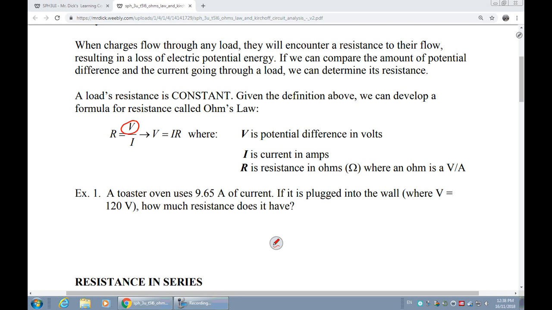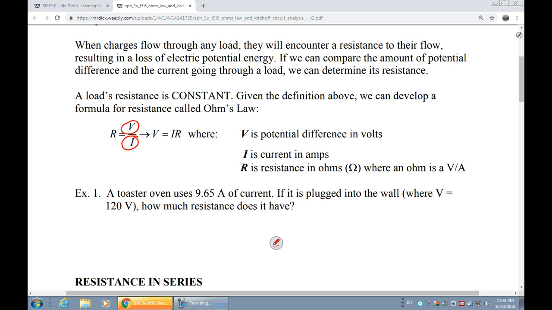But we also see that resistance is inversely proportional to the current, I. Because if something's producing a lot of resistance, it's going to allow only a small amount of current to get through. Or if something has a very low resistance, we'll see a very high amount of current get through. So that's inverse proportionality.